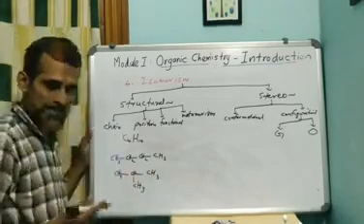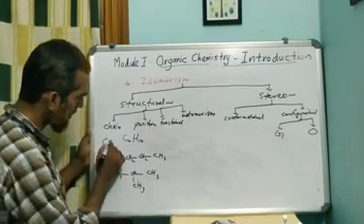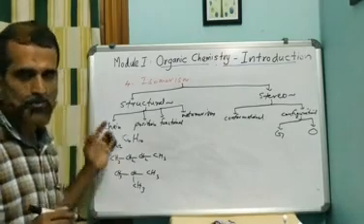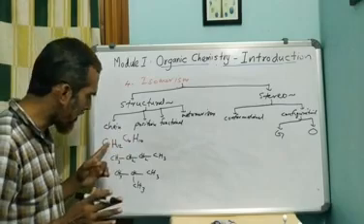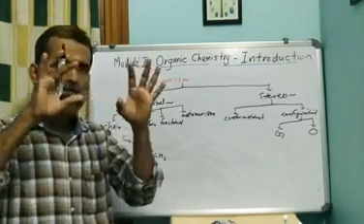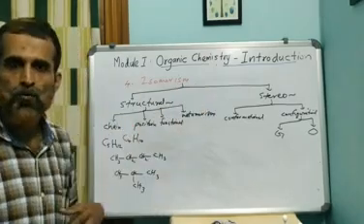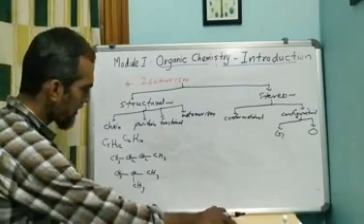I am giving a question. Write the chain isomers for the formula C5H12. Okay, you do it. That's a question to you. Write various chain isomers for the formula C5H12. So what you do? First you draw 5 carbons in a row, a straight chain. Then you go for branches. You will end up with 3 isomers. You will see that. Okay.